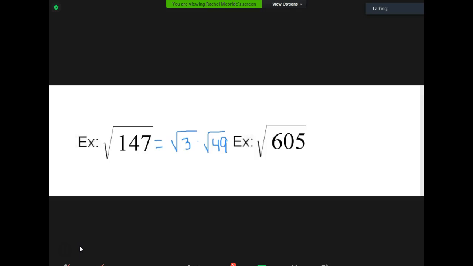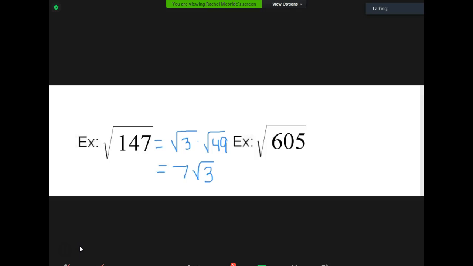What we're doing when we simplify is either looking for a prime number that divides into it. Your prime numbers are 2, 3, 5, 7, 11. Or you're looking for a perfect square that divides into it. 49 is a perfect square. The square root of 49 is 7. So we can rewrite this as 7 square roots of 3.